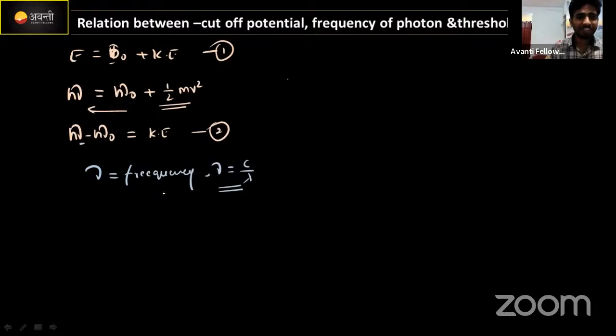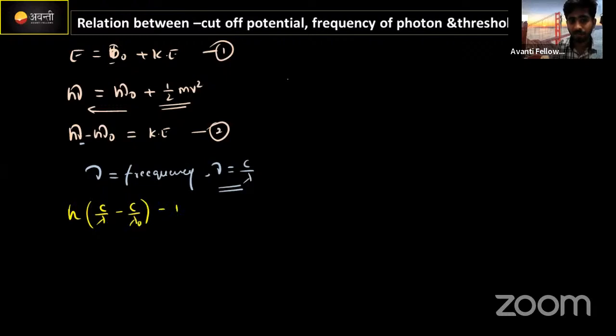Now I'm going to change this equation by using the frequency equation. If I change the frequency, take h common. Inside we get nu minus nu naught. Nu means c by lambda, and then minus c by lambda naught is equal to kinetic energy. We got one more equation.